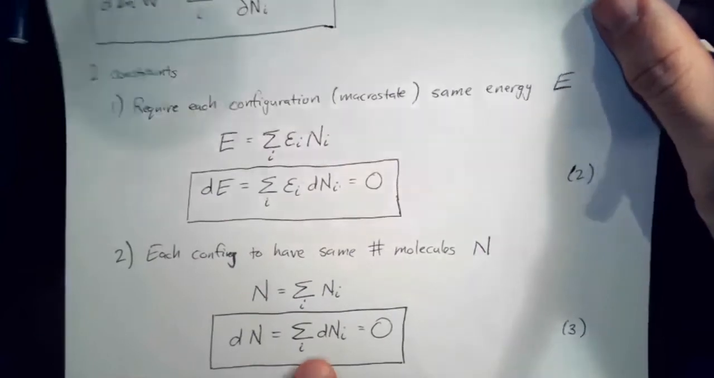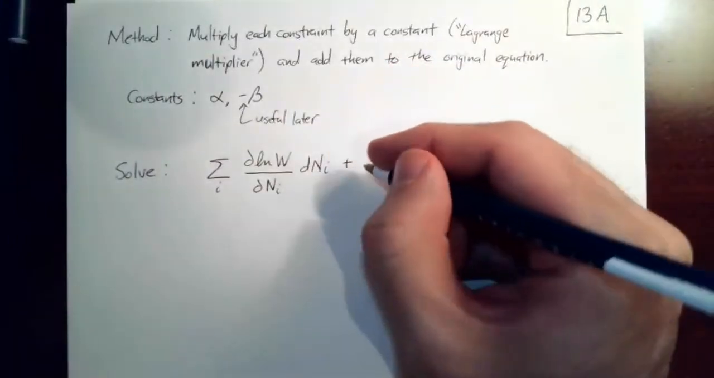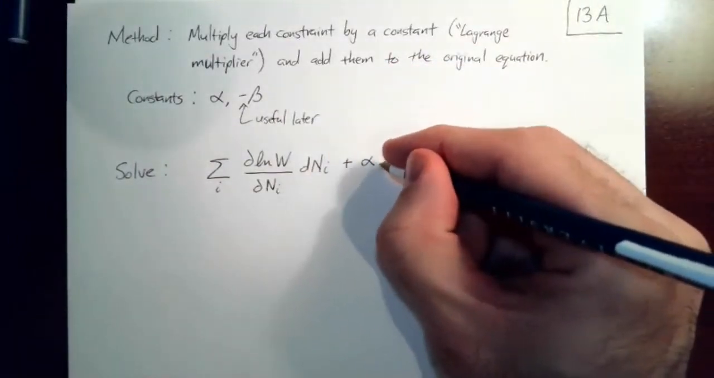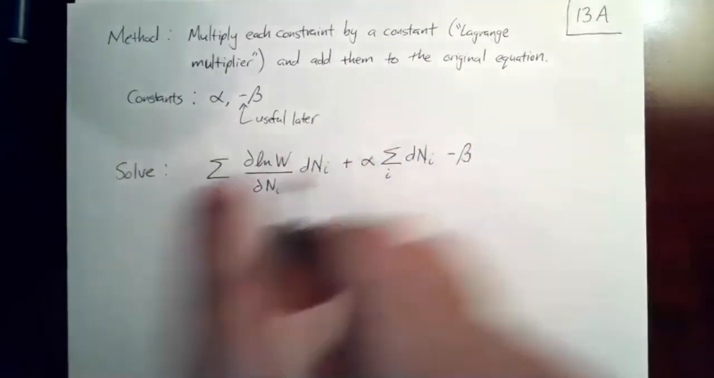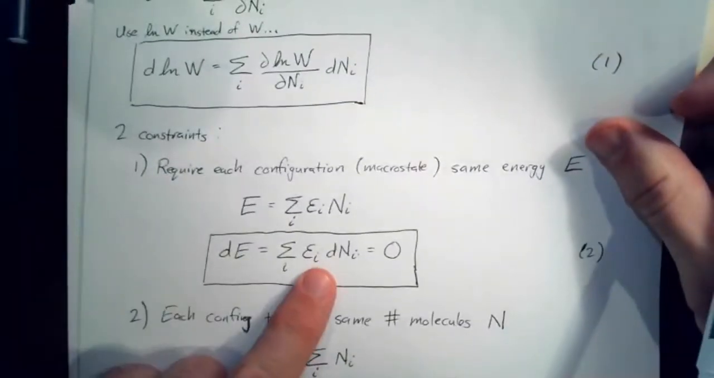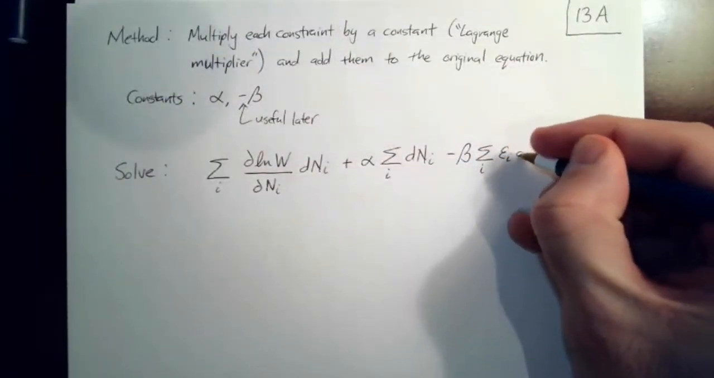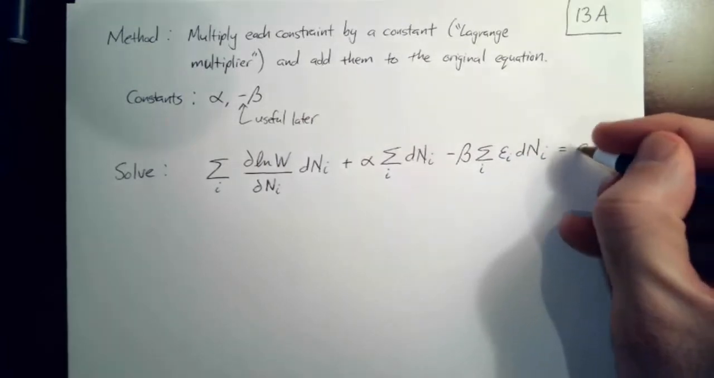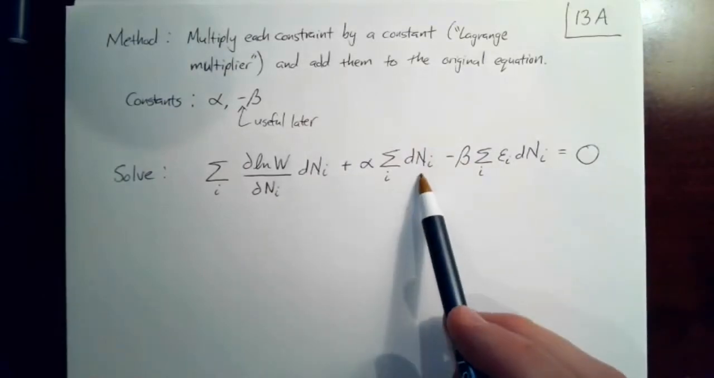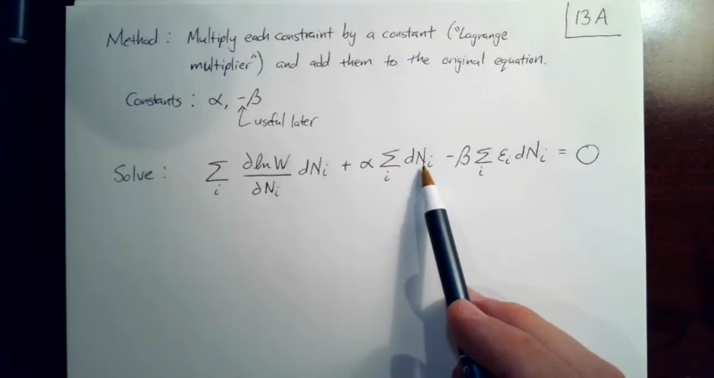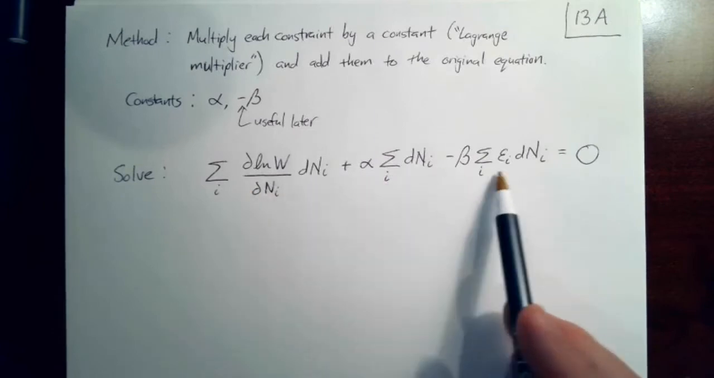So I'm going to multiply this one by alpha. So it'll be alpha times this sum that I'm adding to the original equation. And then I'm going to subtract beta times my other constraint right here. And we're setting this equal to 0. And now this is what we want to solve. And notice you can see the reason why we took the differentials of our constraints earlier: now every term includes a sum over dni.